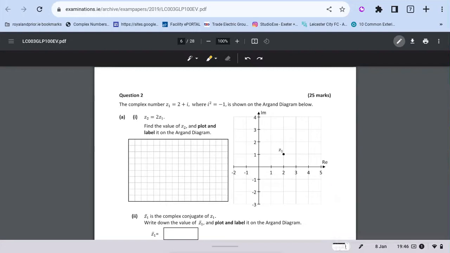So 2019, we'll do questions 2, 4, and 6. Question 2 here, complex numbers once again. And the key thing here, they give you a complex number to tell you i squared is equal to -1. So that shall never leave your head.